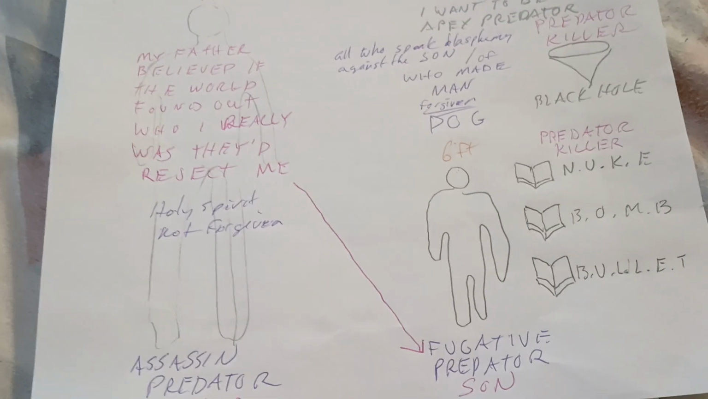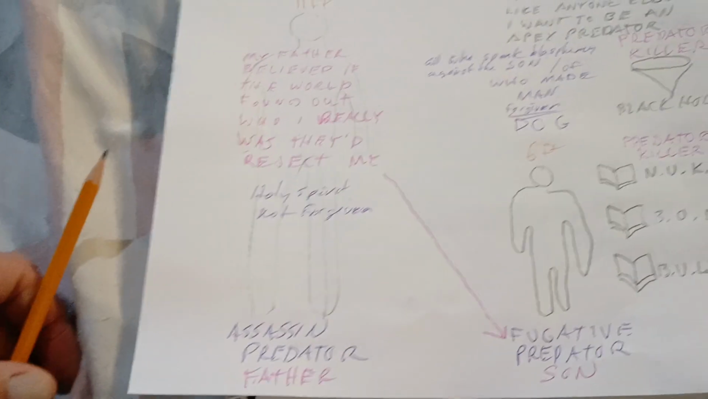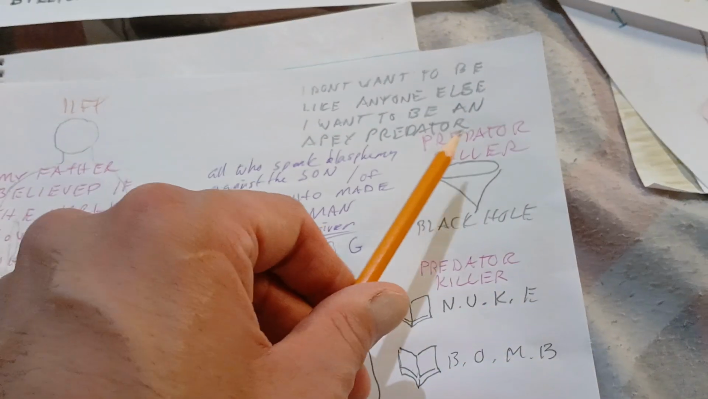He's my son, but he'd have you believe it the other way around. He'd have you believe that he's the father and I'm the son. So you got two competing stories where I'm telling you he's the bad guy and he's telling you I'm the bad guy. So he's the black hole sun. He's the guy who has the predator killer.